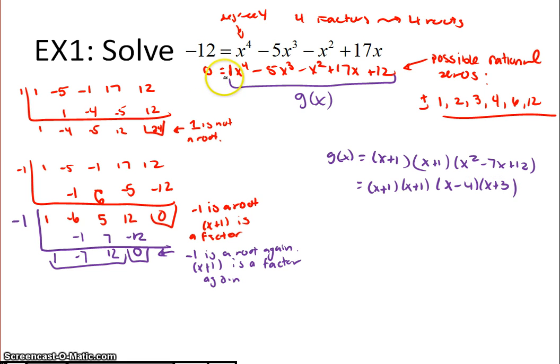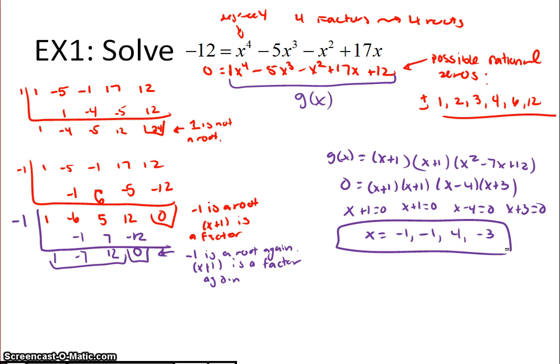And remember, this was actually my g of x set equal to 0. So I'm going to take each of the terms and set equal to 0. So x plus 1 equals 0, x plus 1 equals 0, x minus 4 equals 0, x plus 3 equals 0. And I get x equals negative 1, 4, and negative 3. And those are the solutions.